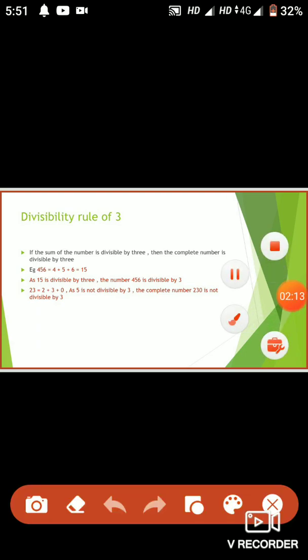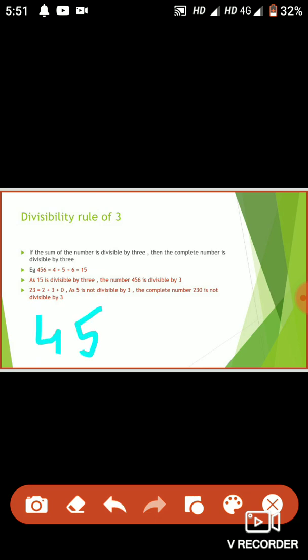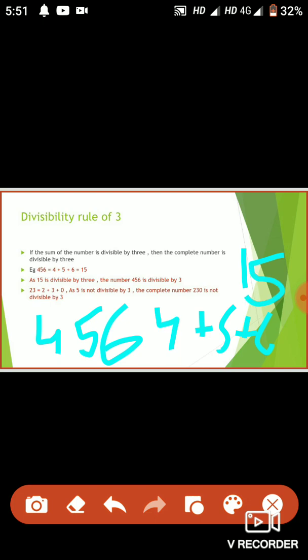The divisibility rule of 3 says that if the sum of the digits of the number is divisible by 3, then the complete number is divisible by 3. Like 456. If I add the digits, the sum will come as 15. 15 is divisible by 3. 3 5s is 15. 15 comes in the table of 3. Hence 15 is divisible by 3. Because 15 is divisible by 3, the number 456 is also divisible by 3. Number 456 is divisible by 3 because the sum is divisible by 3.